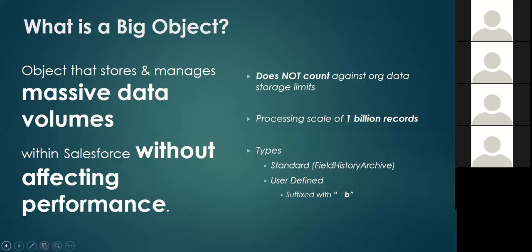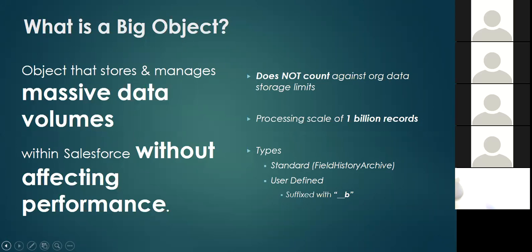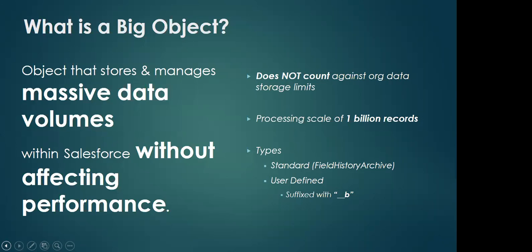And the second flavor is, of course, Salesforce gives you standard big objects, but it also permits you to define your own big objects, which are nothing but user-defined or custom big objects. How do you identify them? Regular custom objects are suffixed with __c. Big objects are suffixed with __b. Right.